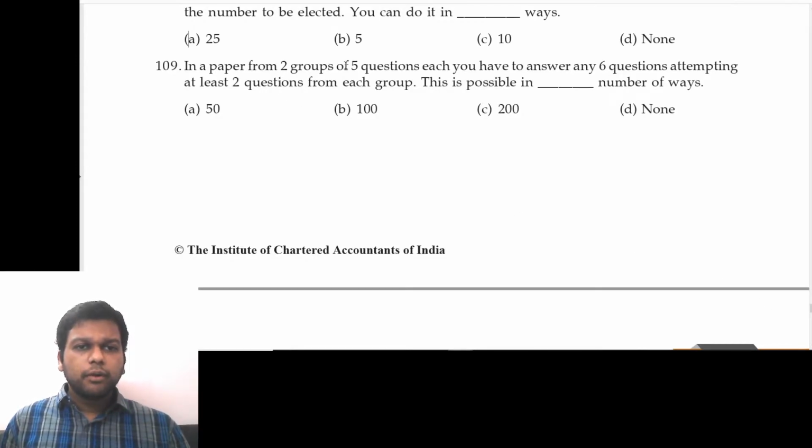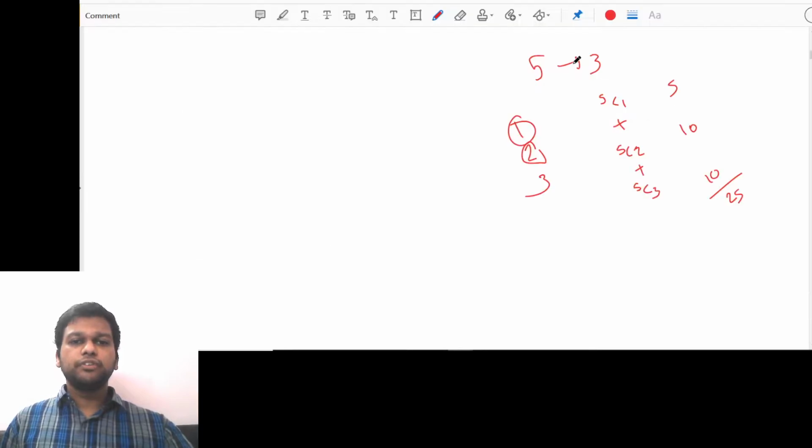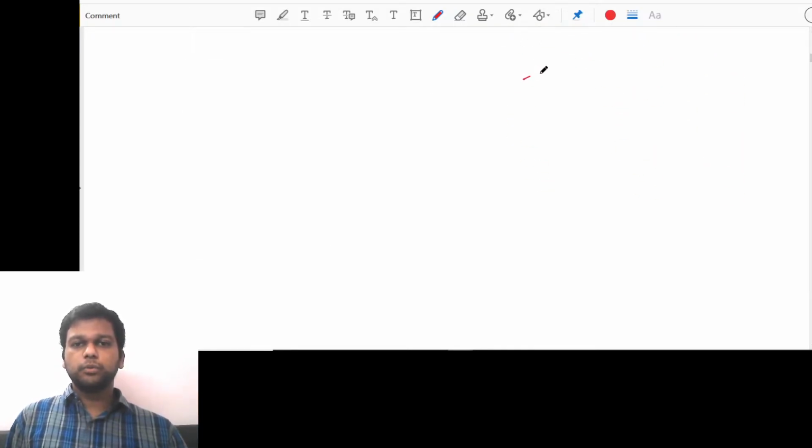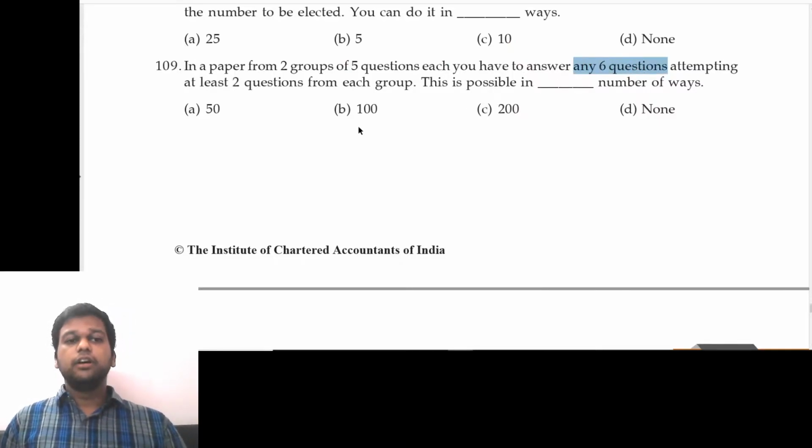In a paper with 2 groups of 5 questions each, you have to answer any 6 questions, attempting at least 2 questions from each group. This is possible in how many number of ways? Let's try to present it in the form of a diagram first. We have 2 groups, each with 5 questions, 1, 2, 3, 4, 5. Then you have to answer any 6 questions, attempting at least 2 questions from each group.